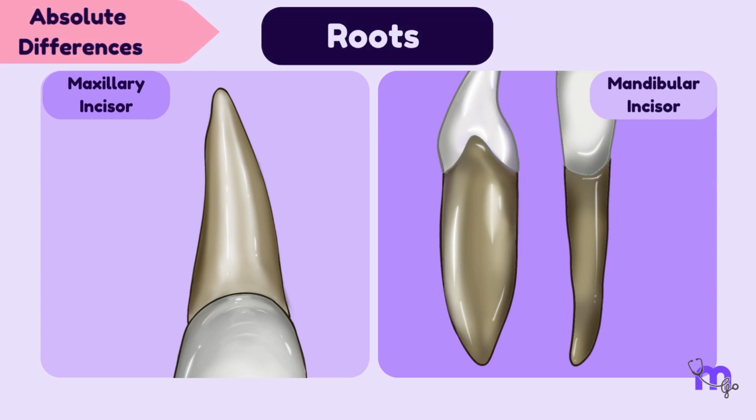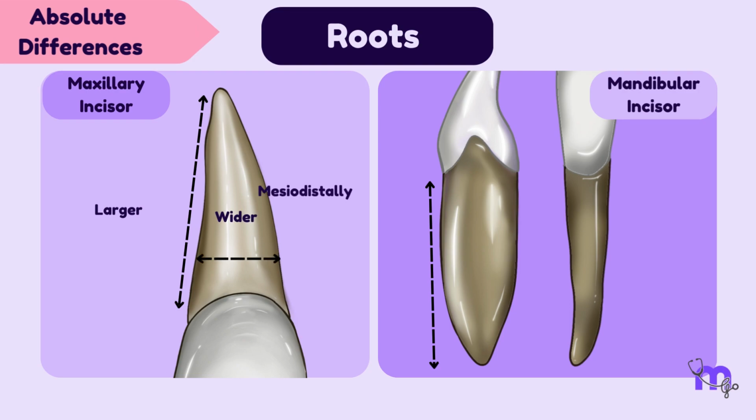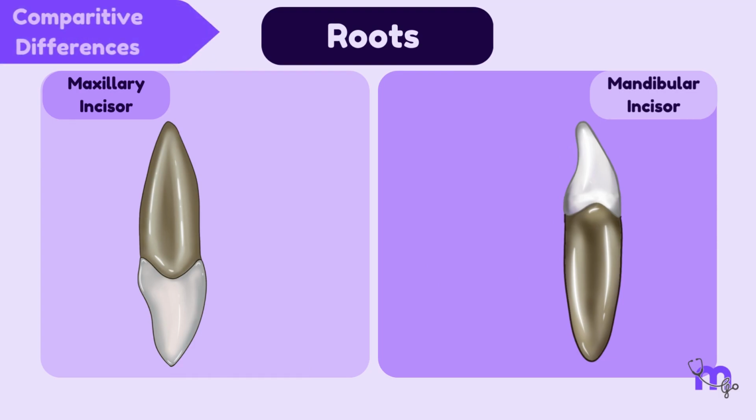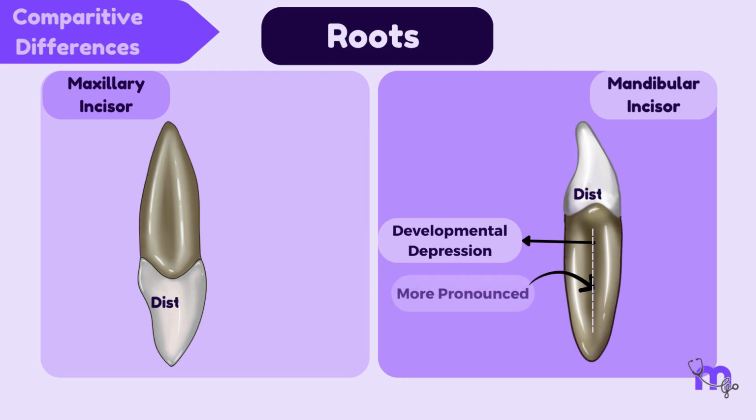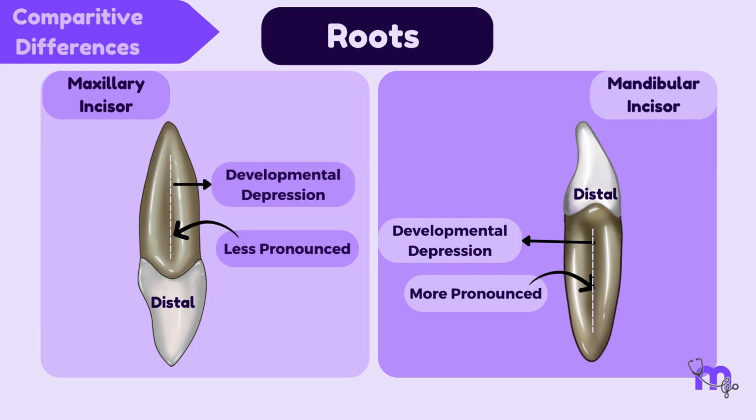The absolute differences are that the roots of maxillary incisors are notably larger compared to those of mandibular incisors. Second, much like the crown, the roots of maxillary incisors exhibit a wider mesiodistal dimension, whereas in mandibular incisors, the width is emphasized labiolingually. The comparative difference is the presence of deep developmental depressions, particularly accentuated on the distal side of mandibular incisors. In contrast, these depressions are less pronounced in maxillary incisors.